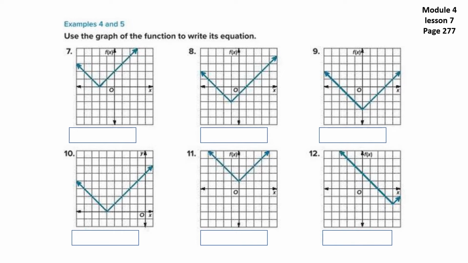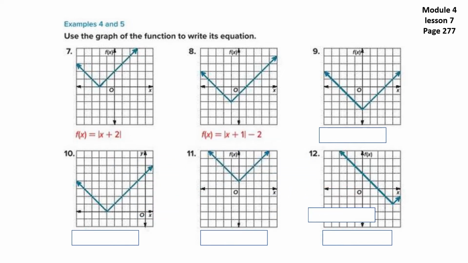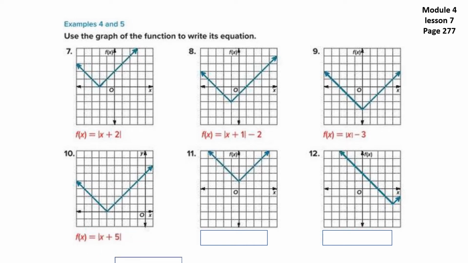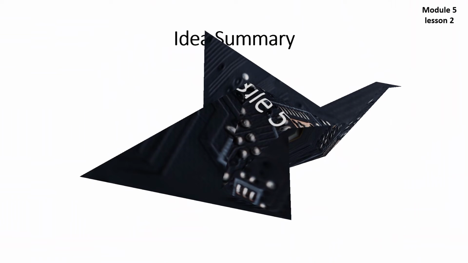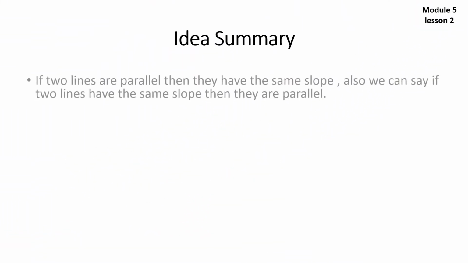So module 4, lesson 7, page 277, the answer key is as follows. You can see here how the graph is changing. Moving on, we have module 5. Here the idea summary I have given you in detail for lesson 2.